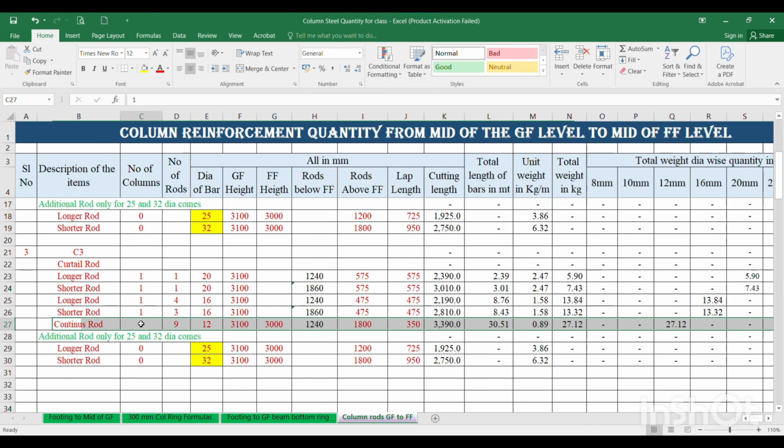See, continuous rod, number of column is 1, and 4 rods are going continuous of 20 dia rod, as it is ground floor height 3100, and this rod is going to first floor. That's why first floor height also required. Then rod below first floor level is 0.4 times of ground floor level, and rods above first floor level is 0.6 times of first floor level. Then the lap length as per 20 dia is 575. Then 20 dia continuous rod is over.